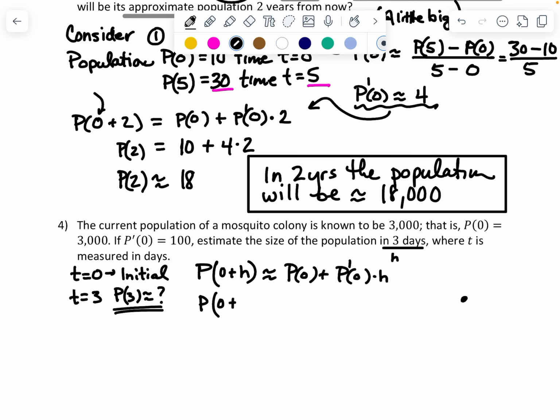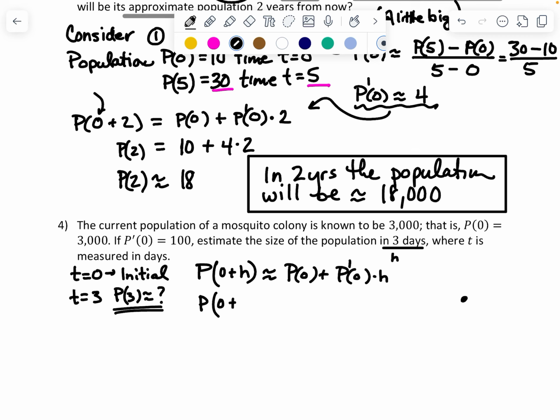The current population of a mosquito colony is known to be 3,000. That is, p of 0 is equal to 3,000, and p prime of 0 is equal to 100. Estimate the size of the population in 3 days, where t is measured in days. So time t equals 0 is the initial, and t equals 3. We don't know what p of 3 is, right?